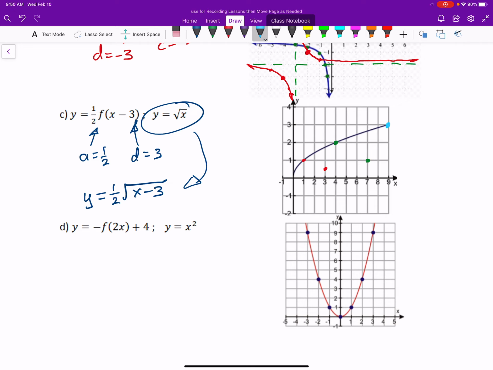This point, half as tall and 3 to the right, well, that's off my graph, but it's going to be somewhere over here, isn't it? Let's do another point. Let's do purple. What if I took this point, made it half as tall, and then 3 to the right? Well, I'd get a point here.